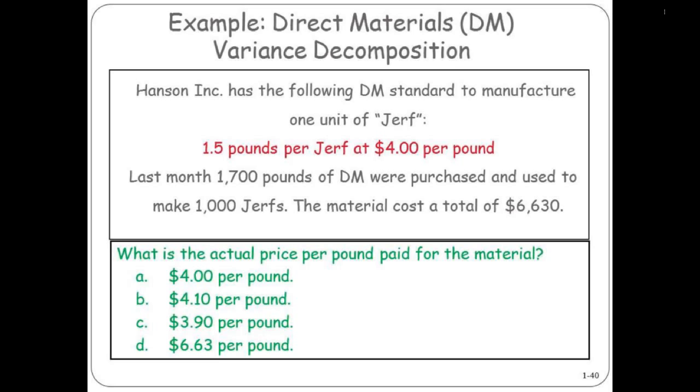Last month, 1,700 pounds of materials were purchased and used to make 1,000 jerfs. And the total cost was $6,630. What was the actual price per pound? Actual price per pound paid for the material, the stuff.